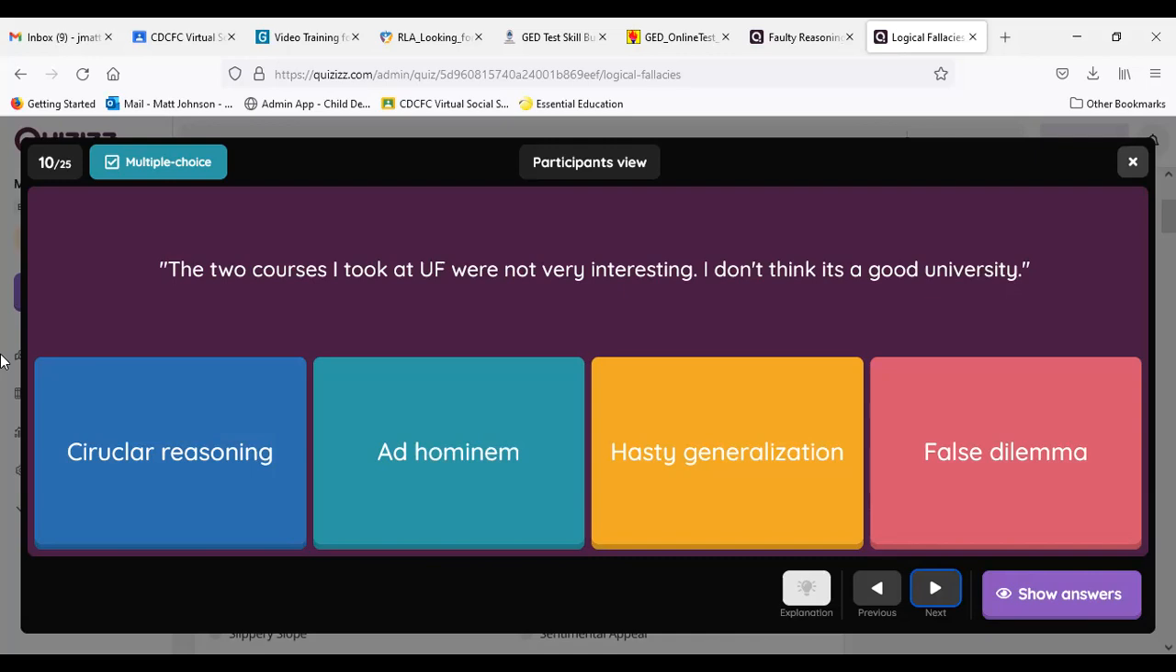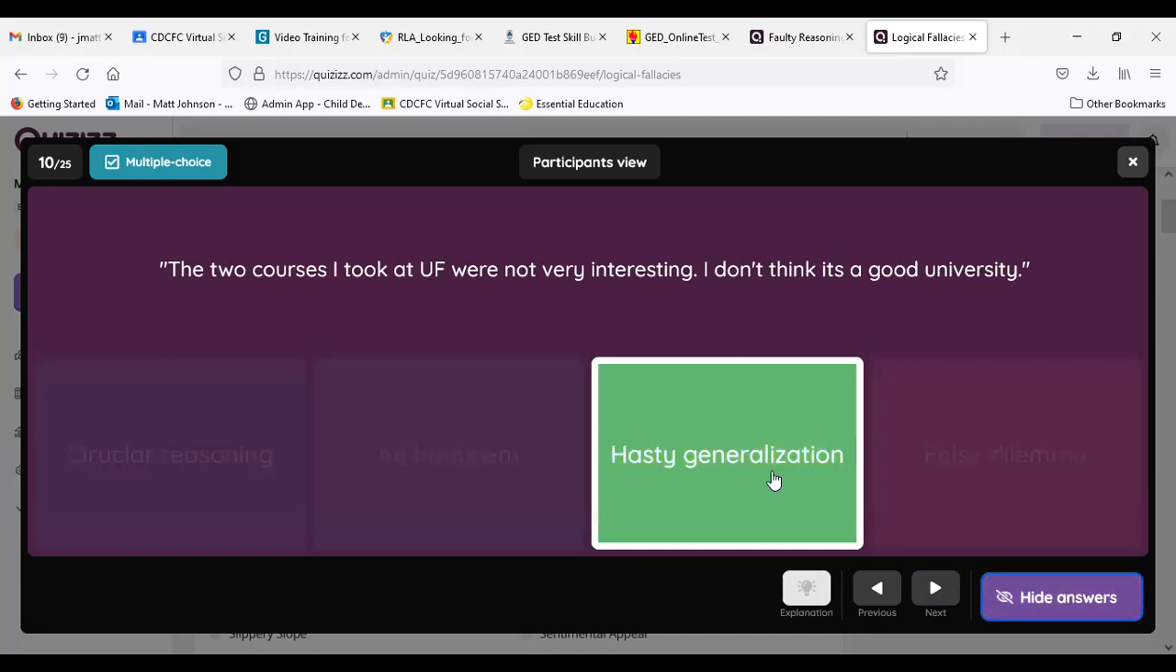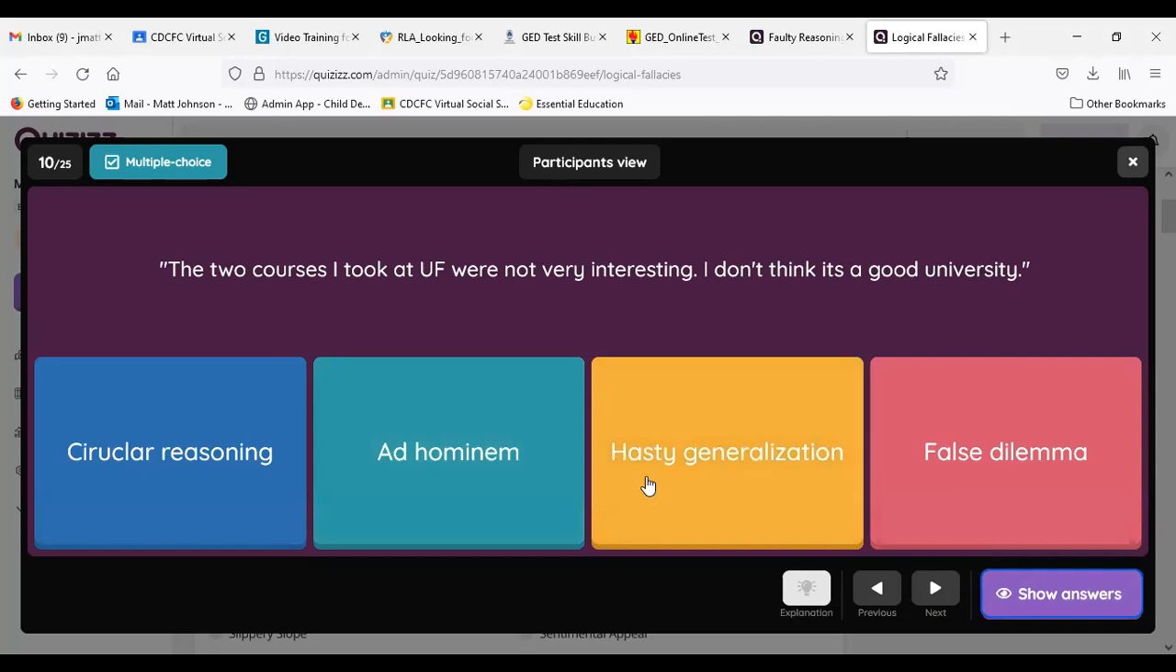The third one, it's a hasty generalization. Let's take a look at the answer real quick. Is two courses enough to judge an entire university? So there's an idea of overgeneralizing. Two courses I took at UF were not very interesting, so I don't think it's a very good university. That's a pretty hasty generalization. You're barely dipping your toes in the water there and determining that it's a bad university based on two experiences. So yeah, making a hasty generalization.